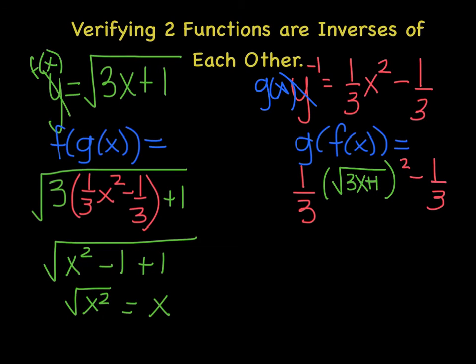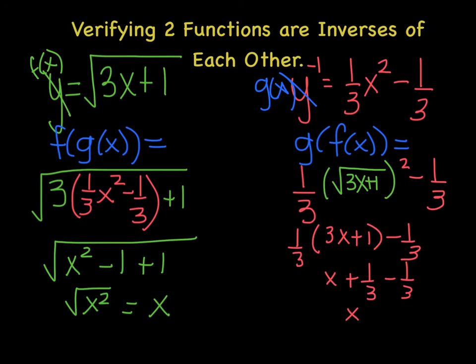And when I square something that is completely covered by a square root, the squared and the square root cancel, which is nice. So I'm going to be left with 1/3 (3x plus 1) minus 1/3. I'm going to distribute: x plus 1/3 minus 1/3. So these both simplified from their composites down to x.